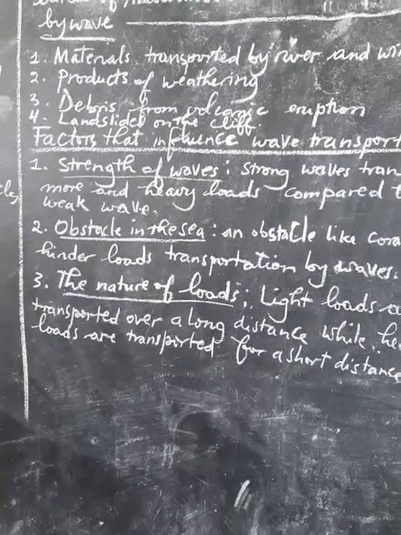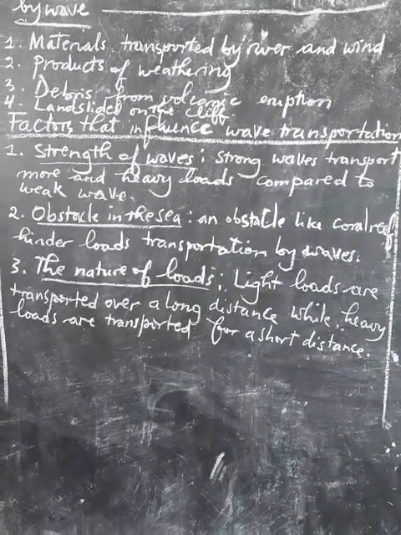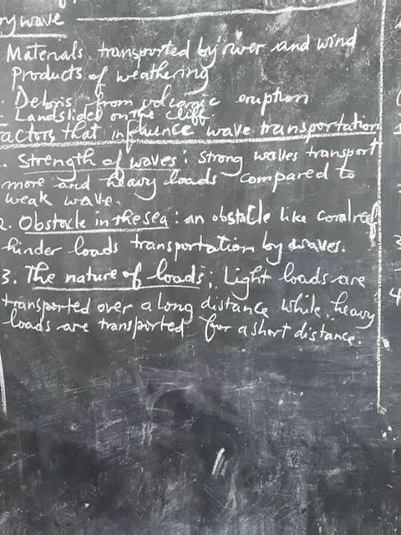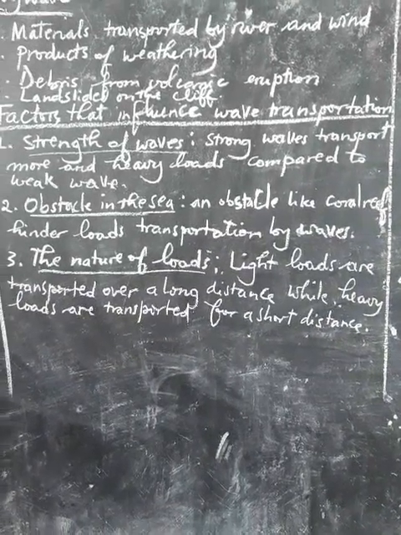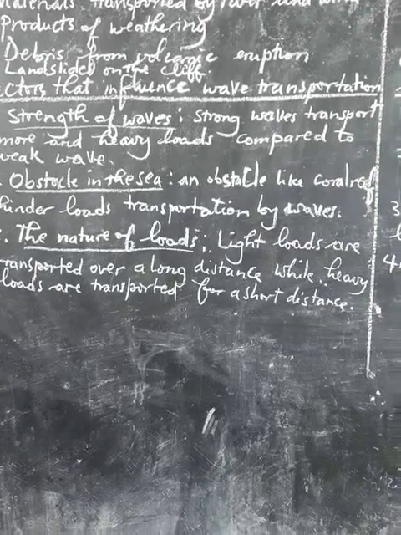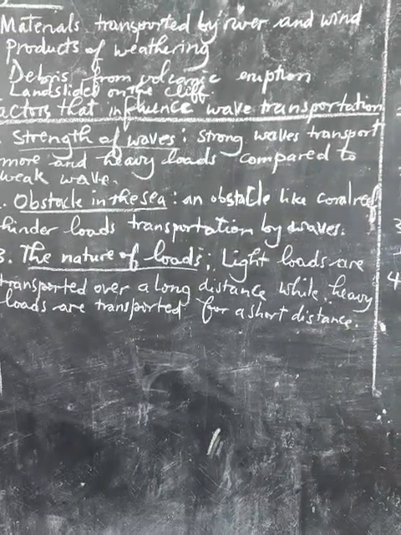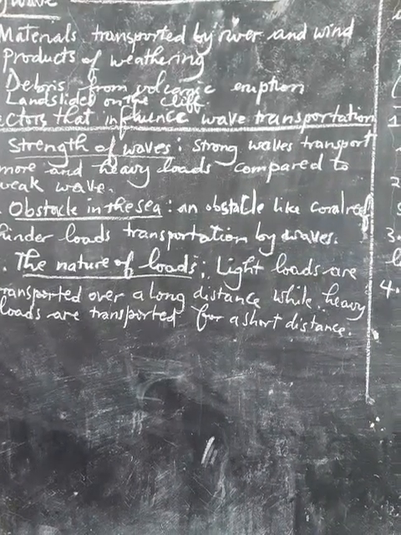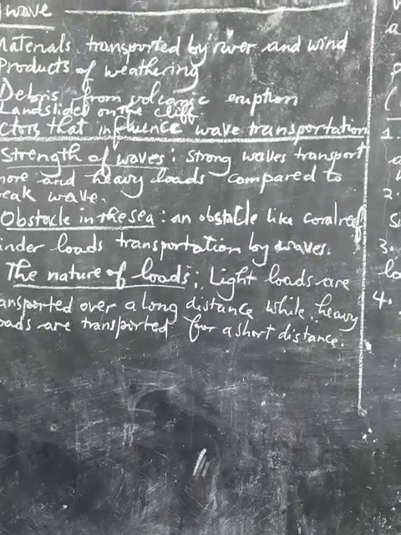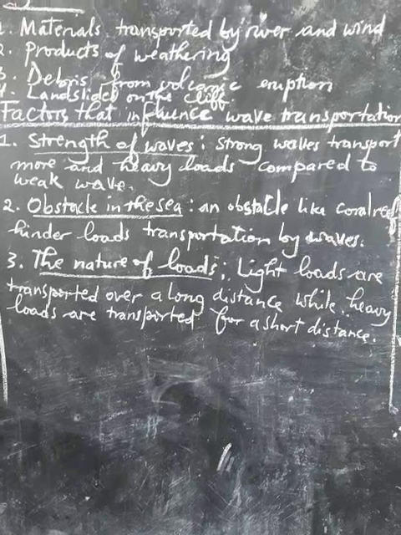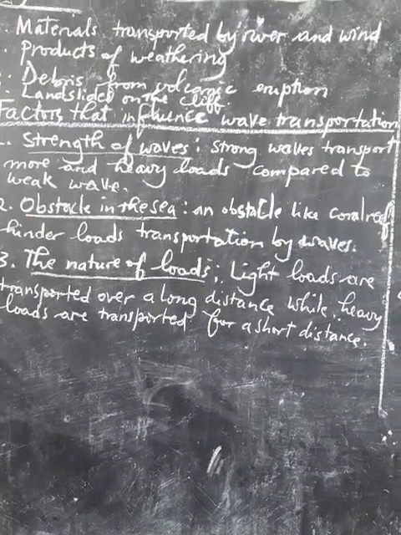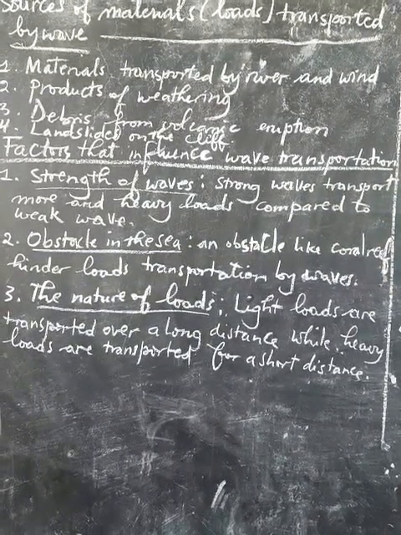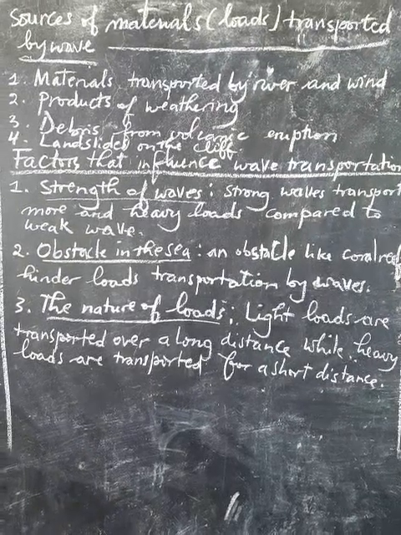Then you go to the obstacles in the sea. An obstacle like a coral reef hinders load transportation by a wave. When there is an obstacle in the sea or ocean, this will limit the transportation of materials by a wave. Then we see the nature of loads. Light loads are transported over a long distance, while heavy loads are transported for a short distance. When the loads are too heavy, it will be difficult for a wave to transport them from one place to another. So, depending on the nature of our loads, they can be transported from one place to another.